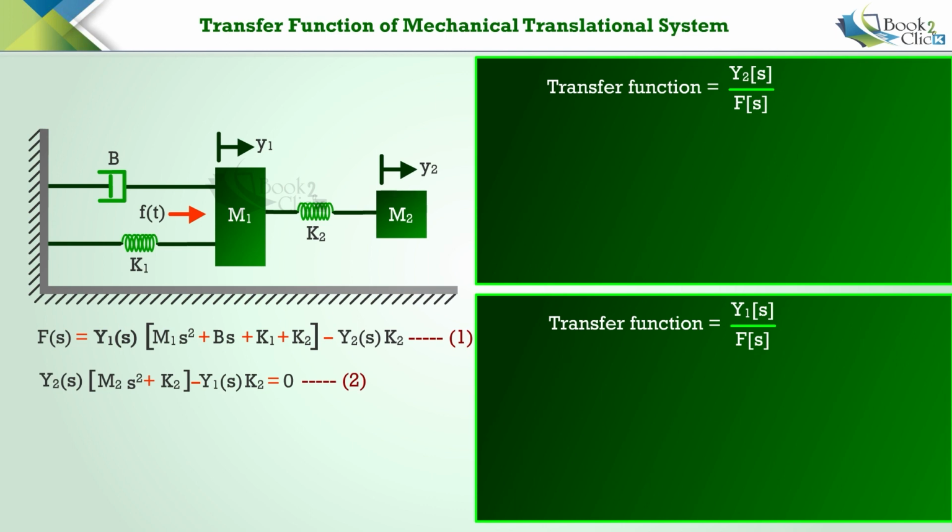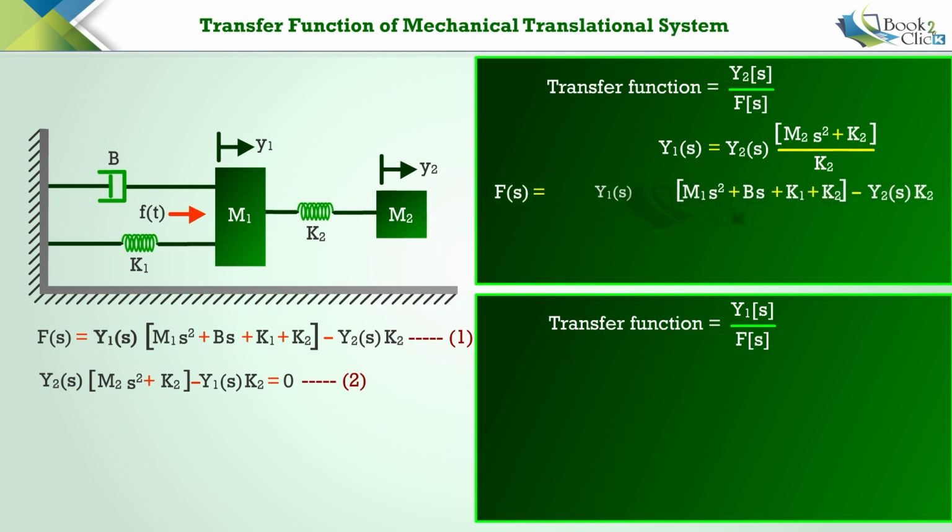Let us now determine the transfer function y2 of s divided by f of s. Equation 1 has the term f of s. To determine the transfer function y2 of s divided by f of s, we need to remove the term y1 of s in equation 1. So, rearrange equation 2 to represent the value of y1 of s. Then, substitute the value of y1 of s in equation 1.